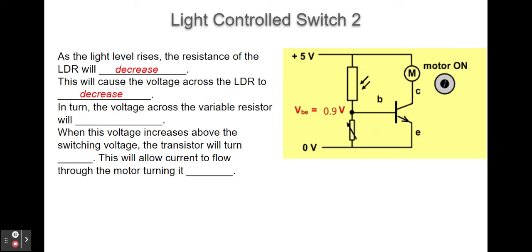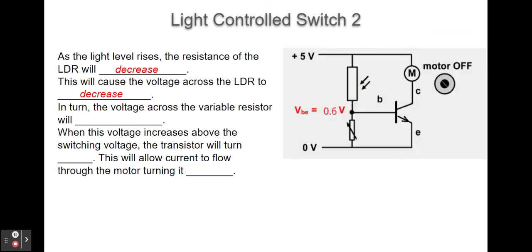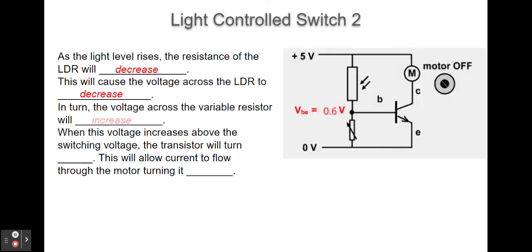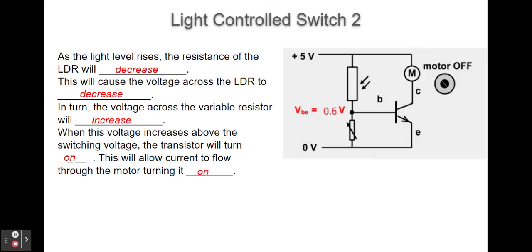But we're not interested in the voltage across the LDR. If we are interested in what's going to happen to the transistor, it's the base emitter voltage that's important, which is the voltage across the variable resistor. Now, if the voltage across the LDR is decreasing, then that means, because it's a potential divider, the voltage across the variable resistor is going to have to increase. And when that voltage rises above 0.7 volts, that's going to turn the transistor on, and it's going to allow current to flow through the motor, turning it on.